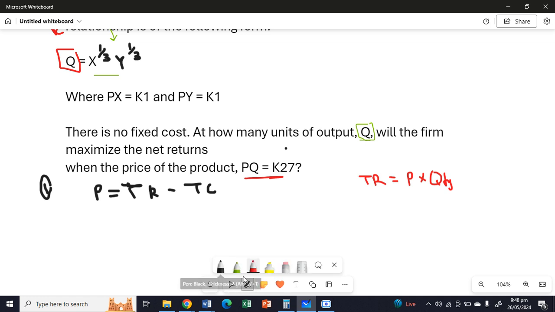So 27 kwacha multiplied by Q, which we replace with x to the power 1/3, y to the power 1/3. Because we've already been given Q equals x to the power 1/3, y to the power 1/3, we substitute that for Q. So you have 27 x to the power 1/3, y to the power 1/3. This is our total revenue function. Any questions before we go further?